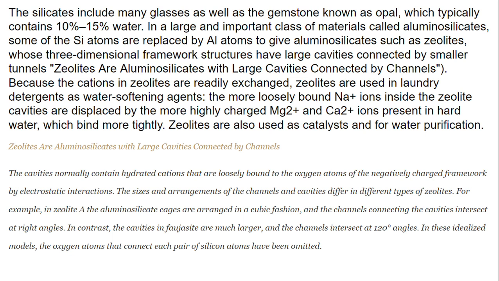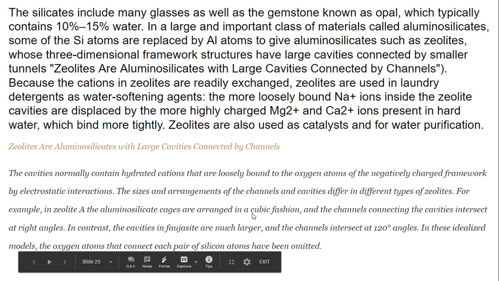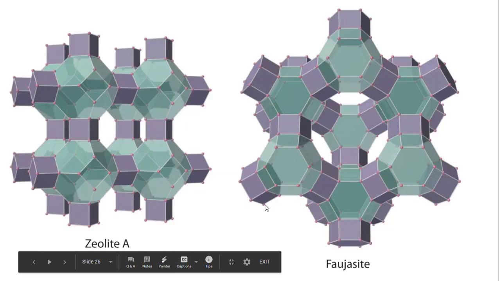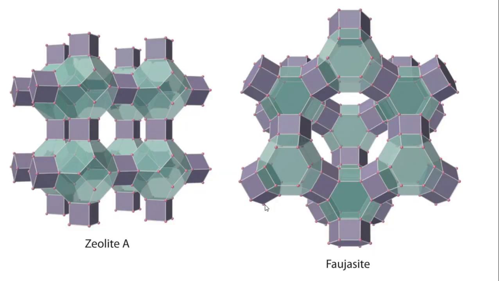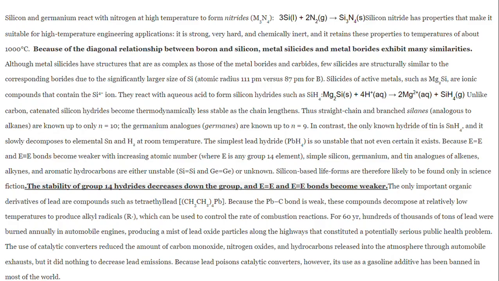In these idealized models, both faujasite and zeolite A, the oxygen atoms that connect each pair of silicon atoms have been omitted. Thus we can see how the difference due to the channels takes place in zeolite and faujasite and how their properties differ from each other.